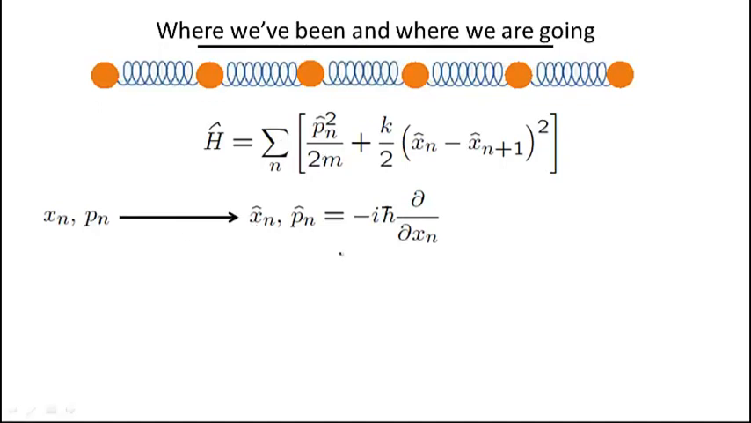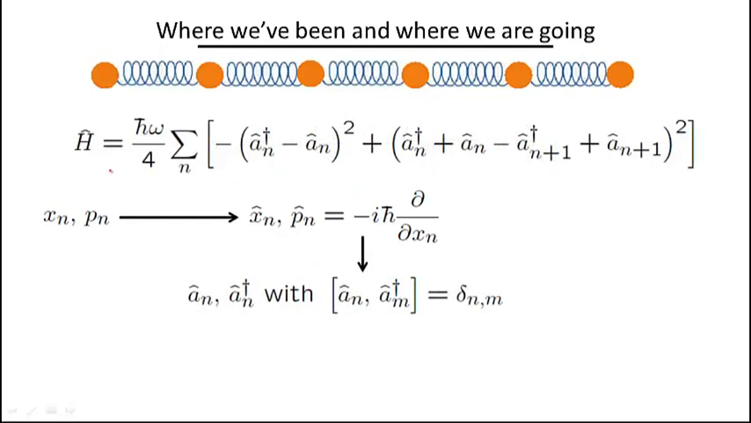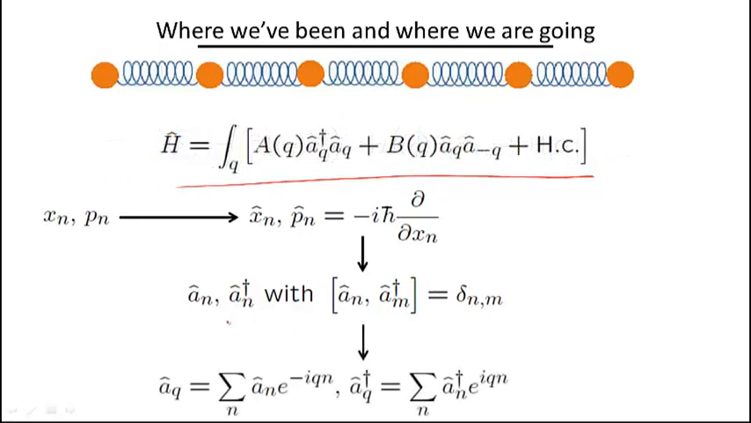The following step involved expressing these momenta and coordinates with the corresponding creation and annihilation operators, which led to this complicated looking Hamiltonian. Here a_n and a_n dagger correspond to creating an oscillation at a particular site, with a particular atom labeled by n. The next step, in the previous segment, was to Fourier transform these creation and annihilation operators and express them in the q space, the wave vector space. The corresponding Hamiltonian is shown here.